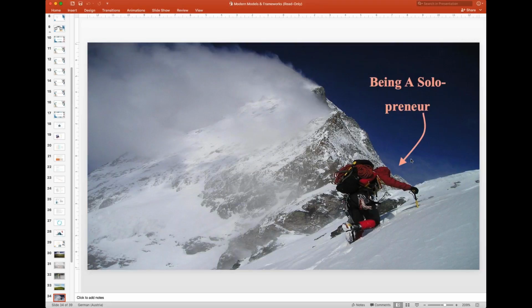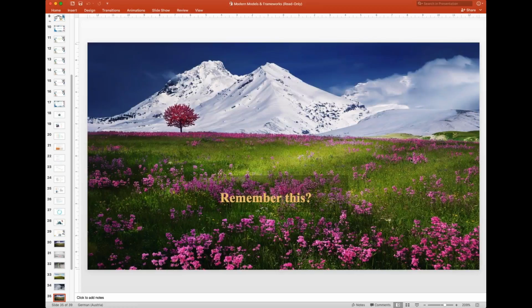This is being a solopreneur or an individual entrepreneur. It's trying to get to that peak alone, which is much, much harder than with a team. You have to carry much more gear. You have to have much more specialties. And it's not that it can't be done. It's just been proven that it's much, much harder. And the individual who can do this is very unique and very rare to find in common society. Next slide, please.